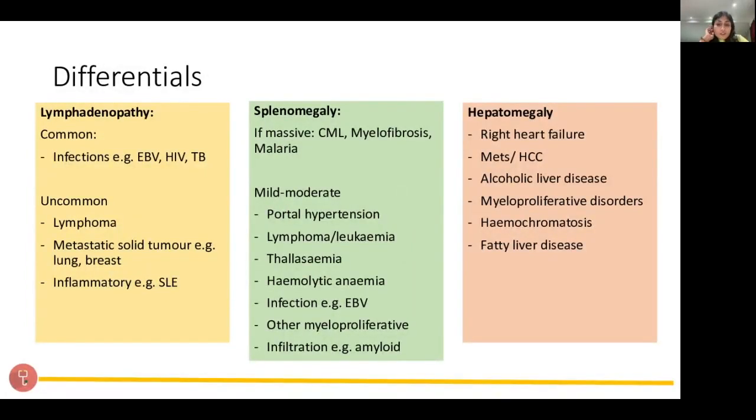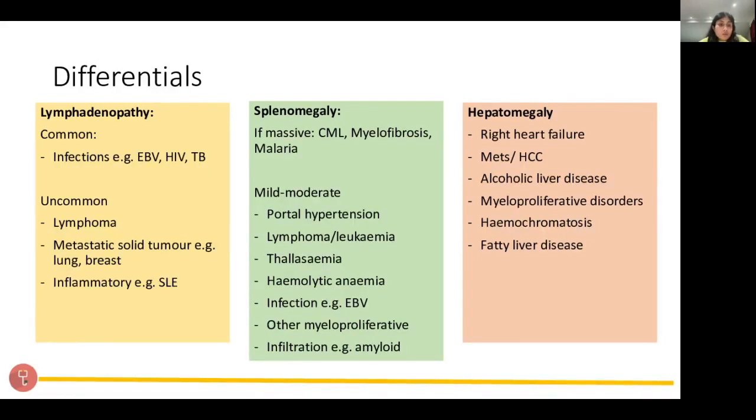Fine. So just some differentials of all of our different examination findings. With lymphadenopathy, obviously the commonest things that cause it are infections. So EBV, HIV, TB, and a lot of vaccines. The COVID vaccine, for example, can also cause lymphadenopathy. So it might be worth asking if they've had any recent immunizations.